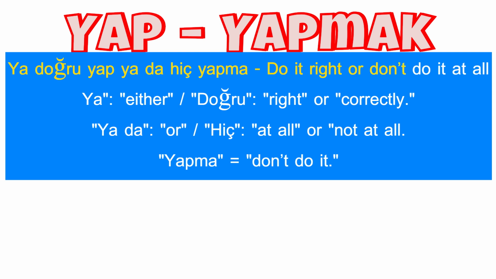Ya again means either. Doğru means right or correctly. It specifies the manner in which the action should be done. Ya da means or. Hiç means at all. Yapma is the negative imperative form of yap, meaning don't do it.